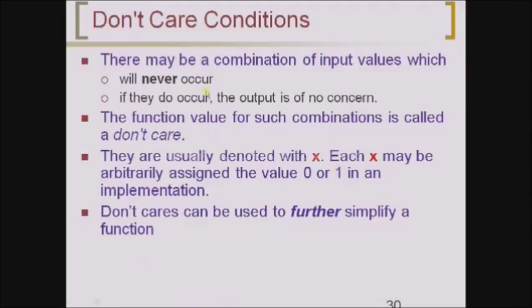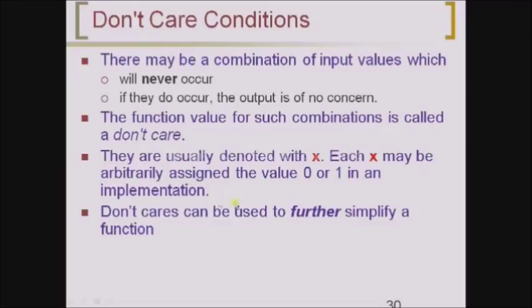Now don't care conditions. There may be a combination of input values which will never occur. If they do occur, the output is of no concern. So in some cases we'll find some circuits where the output is not defined for some input combinations. Those outputs are called don't care outputs. The function value for such combinations is called don't care. They are usually denoted with x. Each x may be arbitrarily assigned the value 0 or 1 in an implementation.